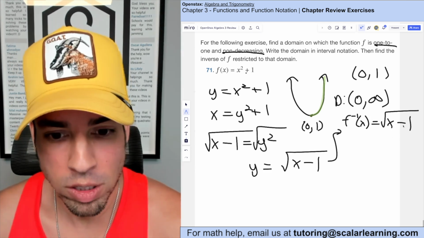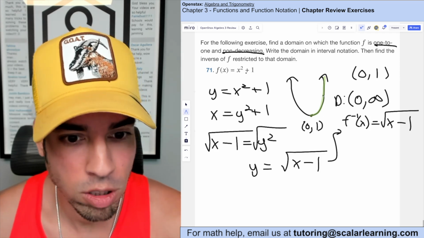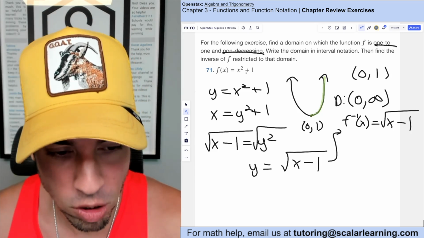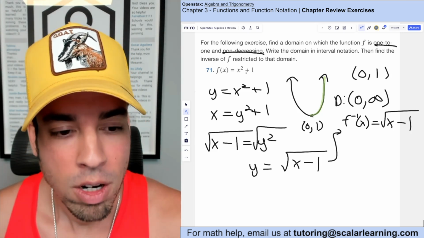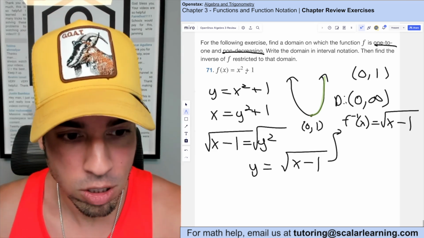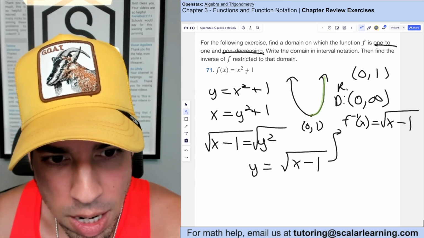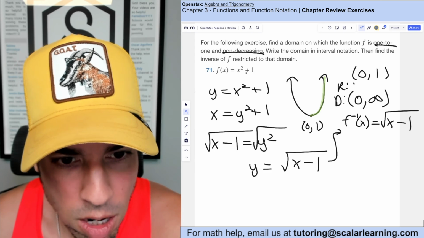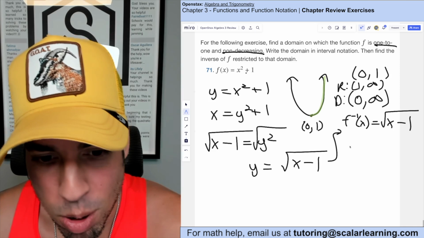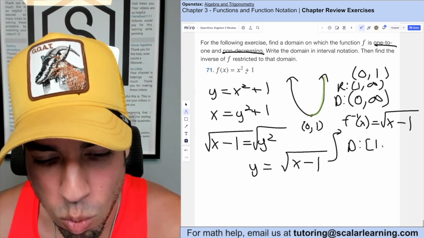Now, when it comes to restricting the domain of this function so that it works with our restricted domain here, we're actually not applying the domain, we're applying the range to this restricted function. And the range of the original function is going to be the domain of the inverse and vice versa. So since we got this domain here, well, what would that range be? So the range is going to be everything starting from this point going up, so from 1 to infinity. And that's what we impose as the domain for the inverse. It's everything from 1 to infinity.